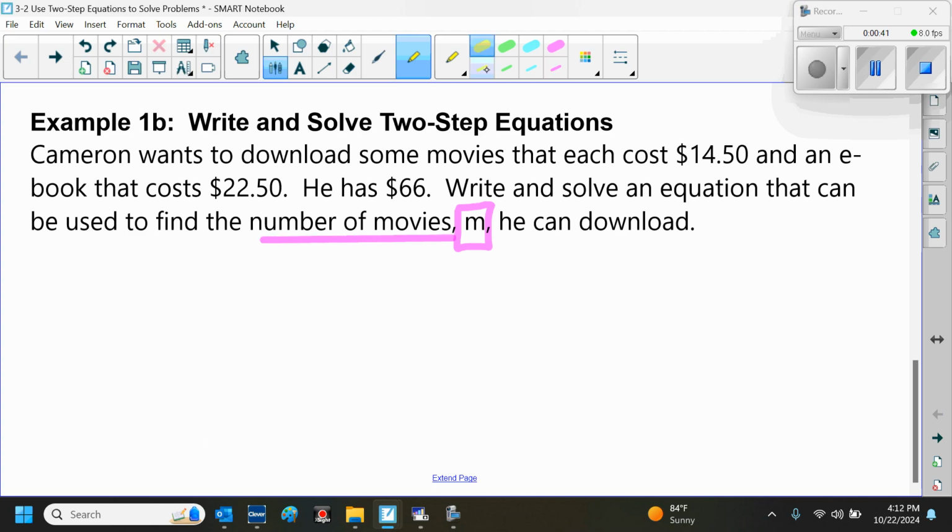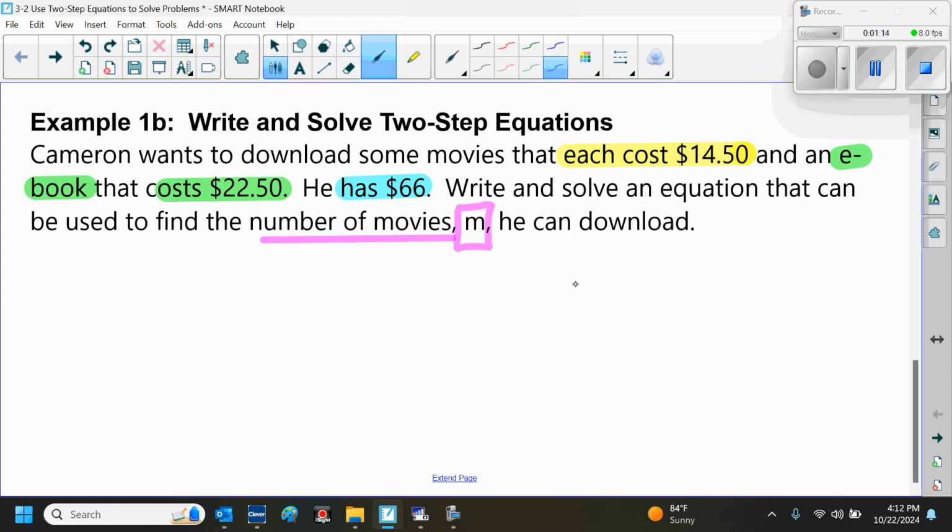Now, writing down the other important information, it says that each movie, and remember each means multiply, each movie costs $14.50. And he also wanted to download an ebook that costs $22.50. Now, he has $66 to spend. So we want to write this equation, but first we want to write it in words, okay?